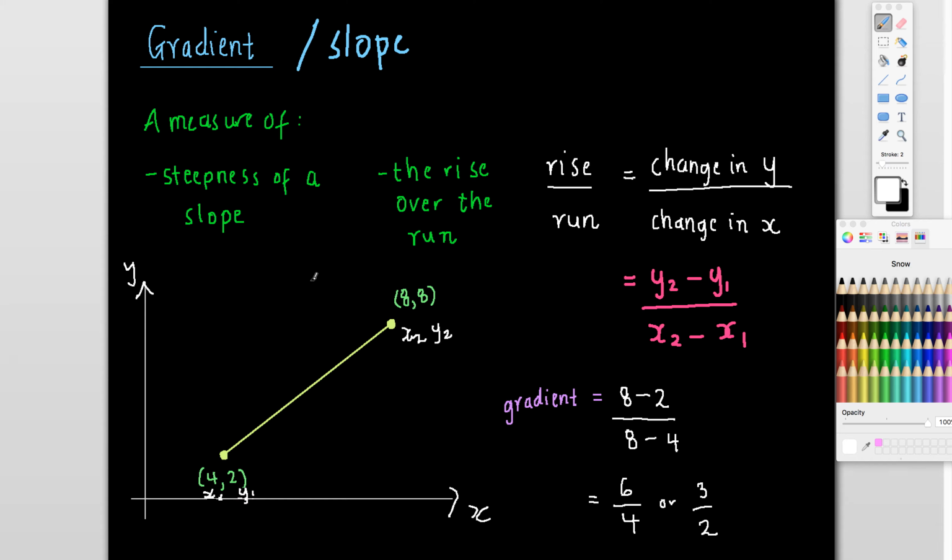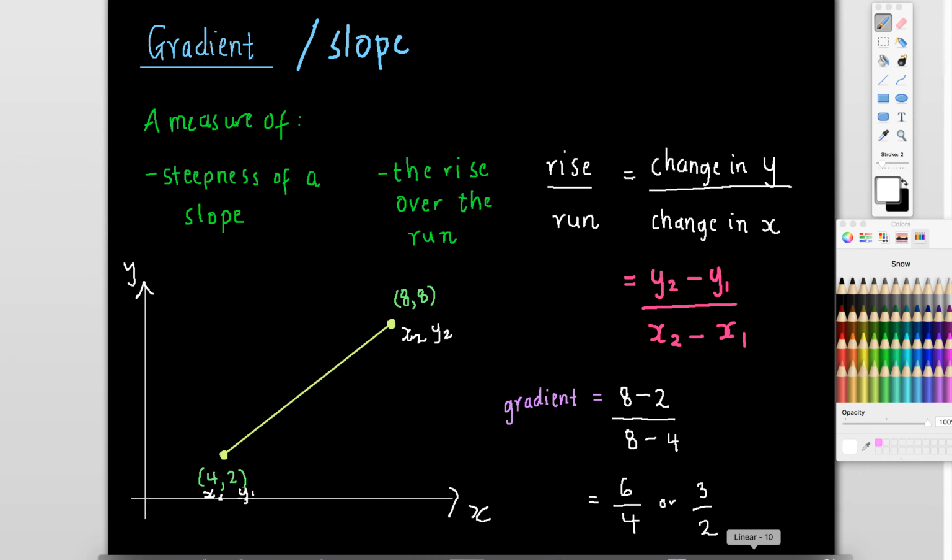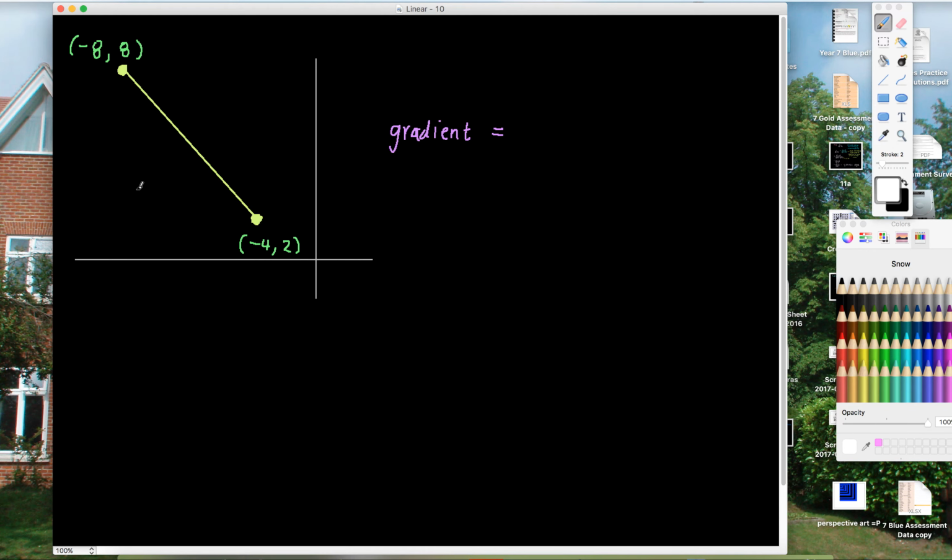Now, of course, we can get negative slopes as well. I might just go to my second slide here. So I've used the same numbers here, but as you can see, as you move across the x values, the y values are actually decreasing. And that's what a negative slope will look like. We'll just change colours. Let's do our y2 minus y1 over x2 minus x1 again, because that's our rule for the gradient.